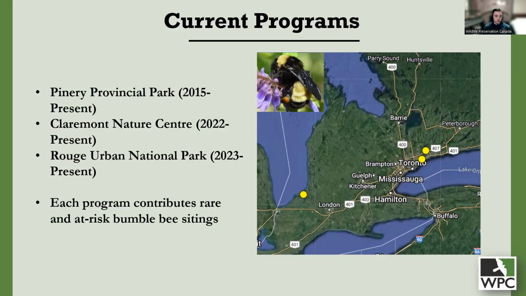Rouge National Urban Park has also been running independently. That one started in 2023. Again, from the Train the Trainer workshops that we put on. So again, we have these different programs at ecologically significant locations, gaining really crucial inference onto different bees. And excitingly, every single one of these programs have been contributing rare and at-risk bee sightings, including the American bumblebee, which is pictured here. So the American bumblebee has been found in Pinery, Claremont, and Rouge.